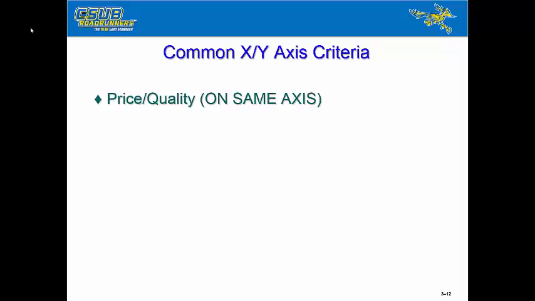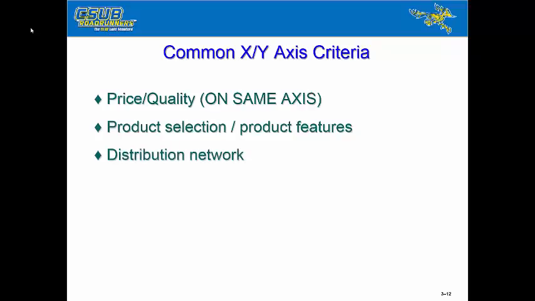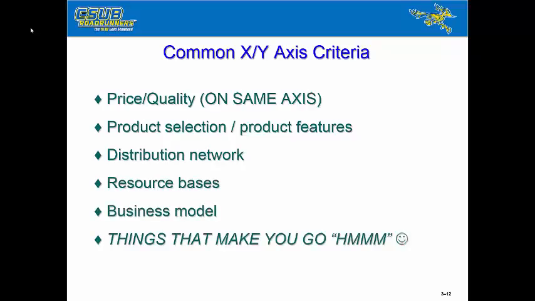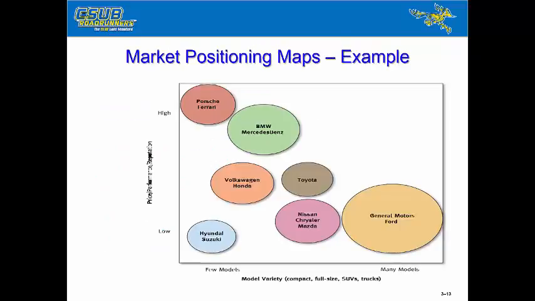So price and quality on the same axis, product selection and product features, distribution network, resource bases, business model, and things that make you go, any factor that you think is interesting and novel and is different between the 2 companies you're comparing, I'd like to have that as your axis. So could be a whole lot of different things, but I want it to be something that makes me go, that's interesting. I hadn't thought about that difference between the companies before.